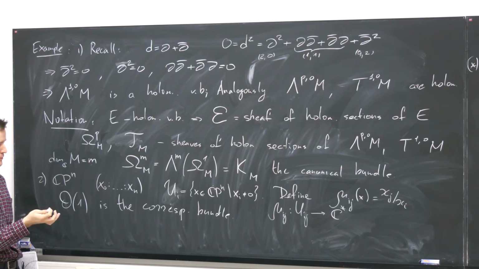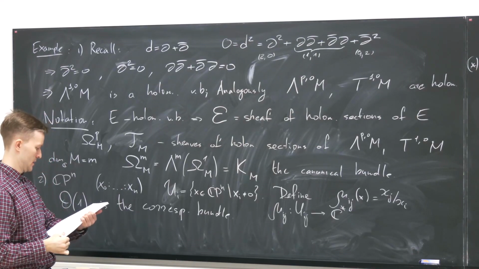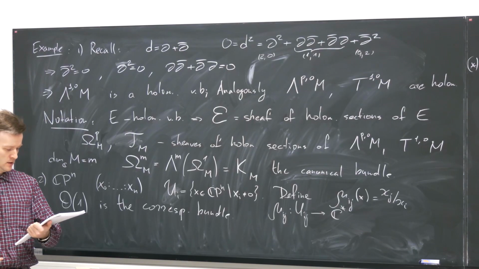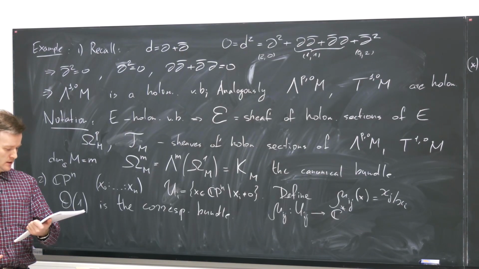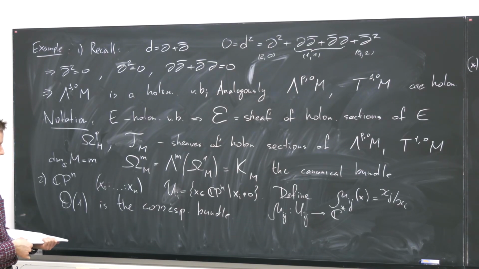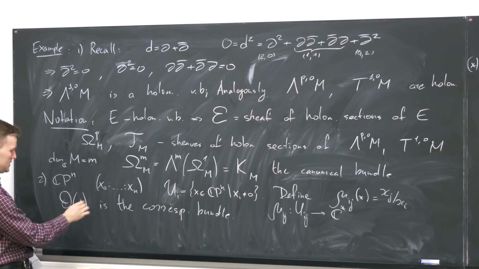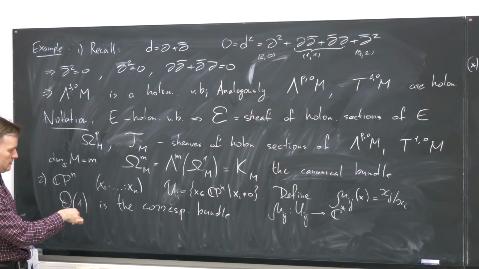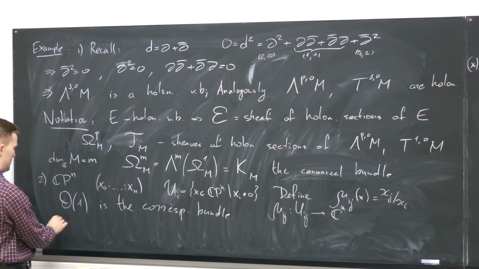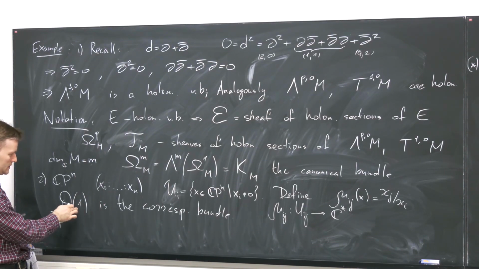So that's the definition of O of 1, if you want, or you can define it in many other ways. It's a line bundle over CPN, and let's construct some sections of this line bundle. If we have some polynomial of degree 1 in the variables x0, ..., xn, then we can construct a section of this bundle.